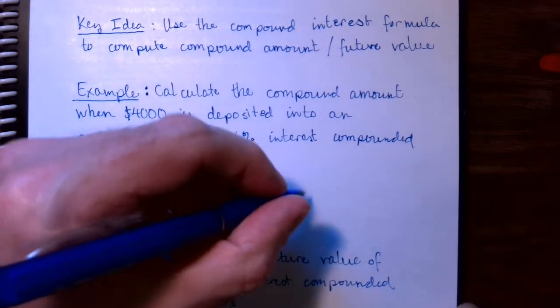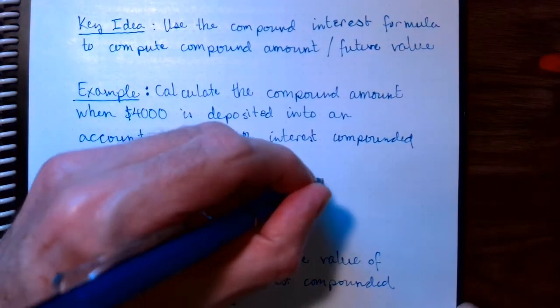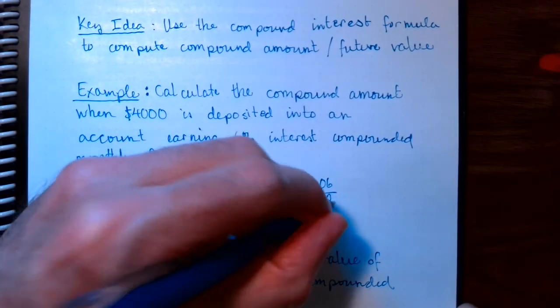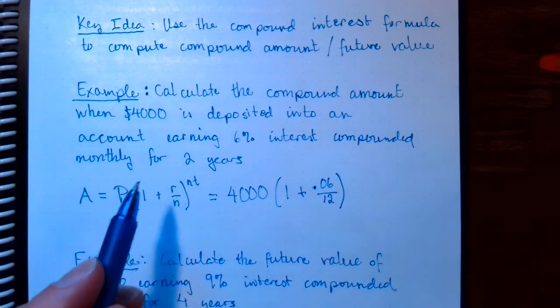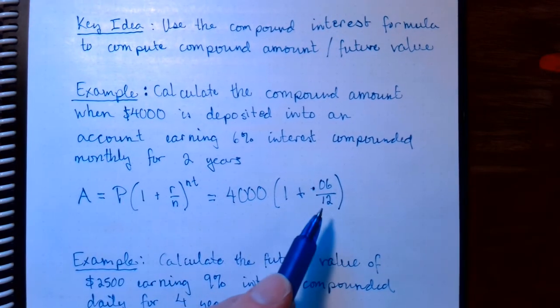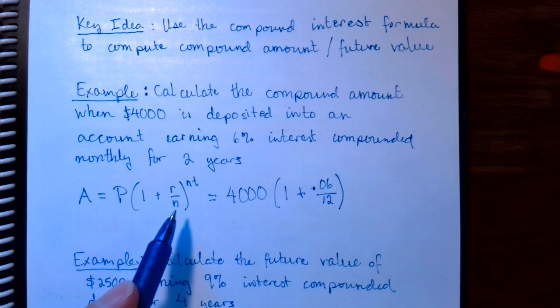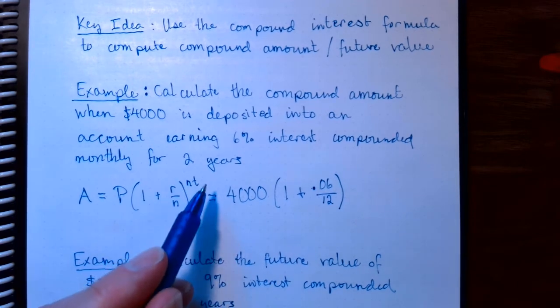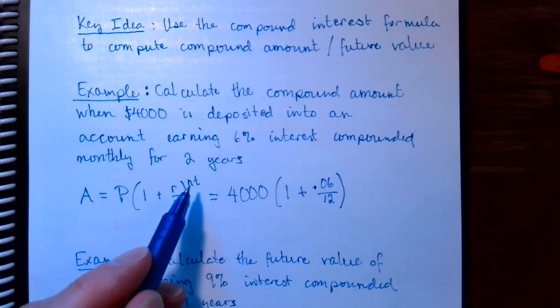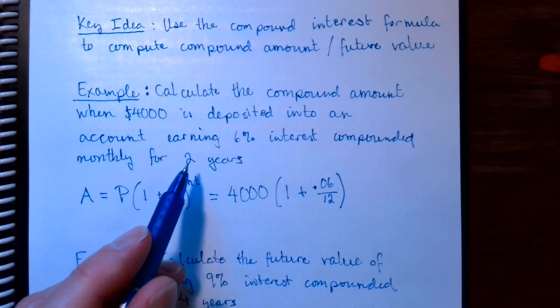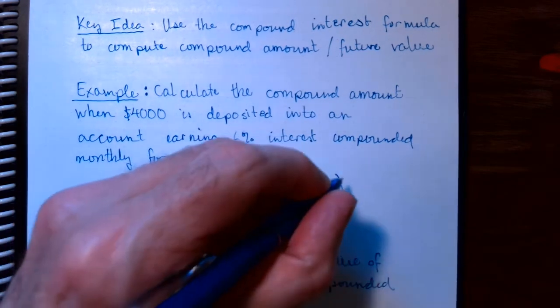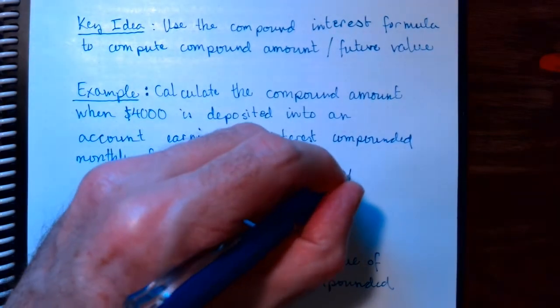Now what's that additional little bit? Well, in our case, it's 0.06 divided by 12. Now why is there a 12? Well, the interest in this example is compounded monthly, and there's 12 months in a year. So that's the number of compoundings per year. Now let's look at this exponent. n, which we know in this example is 12, and then t is time in years. So that's going to be 24.